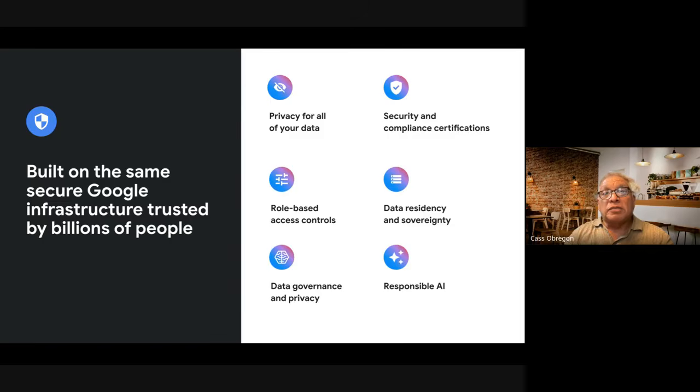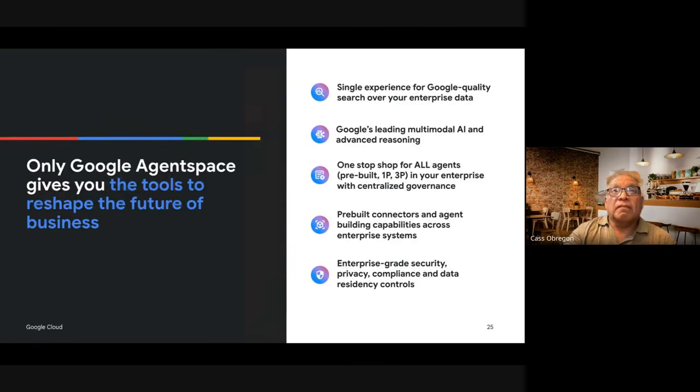And then more importantly, responsible AI. We're grounding the LLM models so they're bound directly to your enterprise data and nothing else, right? The advantage that you have within Google Agentspace is to simplify an employee's everyday experience without having to learn new technologies, right? A single experience for Google-quality search over and dedicated to your enterprise data. We've incorporated the latest and greatest of Google's multimodal AI and advanced reasoning built into this. That includes Google search capabilities.